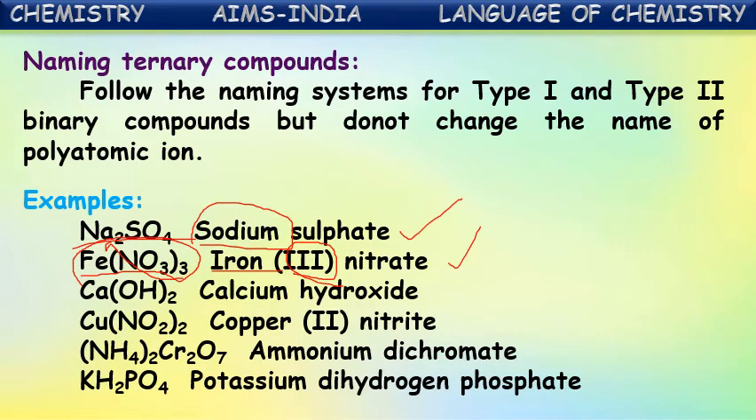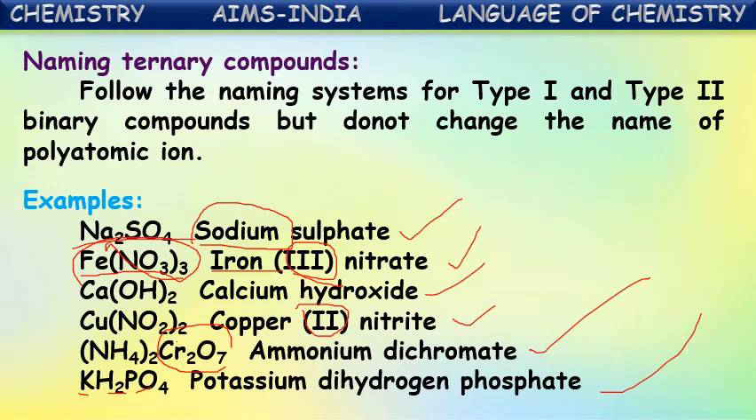Calcium hydroxide. Calcium hydroxide. Cu(NO2)2, with NO2 taken twice. For this copper we have to write the Roman numeral 2, copper(II) nitrite. (NH4)2Cr2O7, with NH4 twice: ammonium. Cr2O7 is called the dichromate ion. Ammonium dichromate. KH2PO4. K means potassium. H2 means dihydrogen. PO4 means phosphate. So what we have written is potassium dihydrogen phosphate.